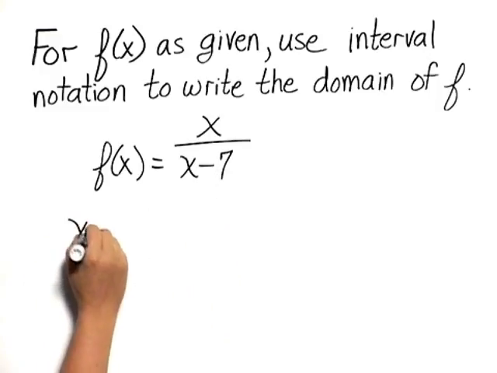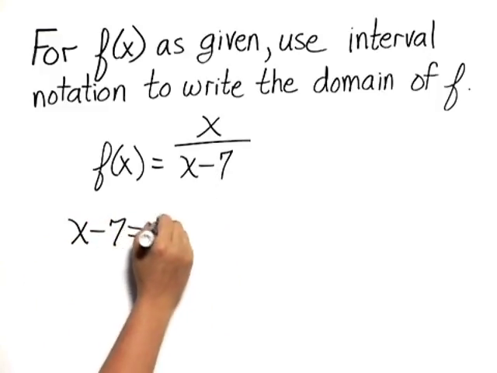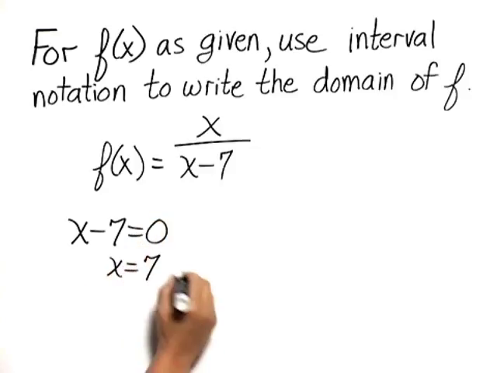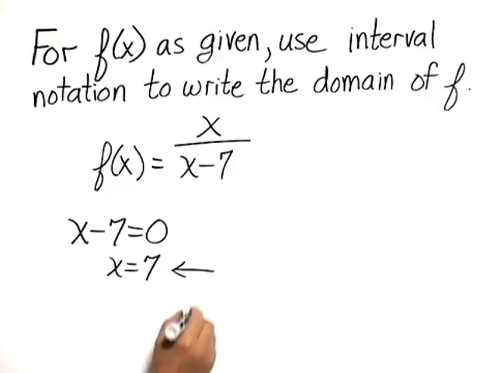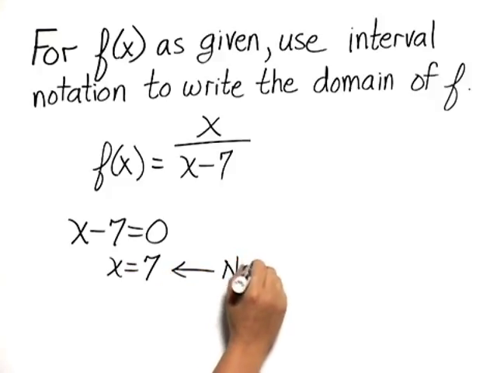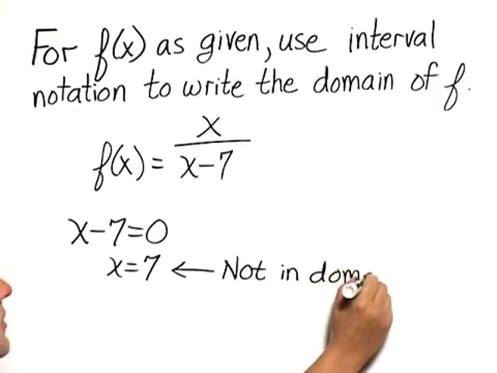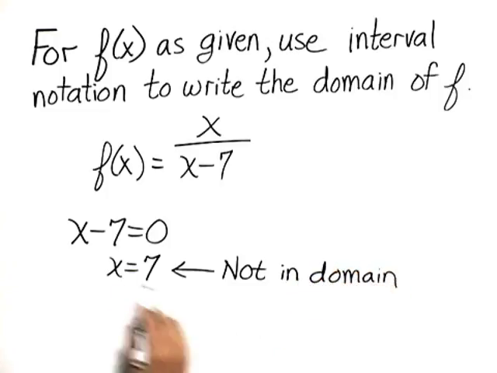So if we set x minus 7 equal to 0 and solve, we get x equals 7. And this number cannot be in the domain. Every other number except this can be in the domain. If x is 7, that makes the denominator 0.